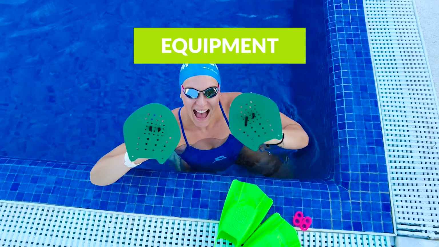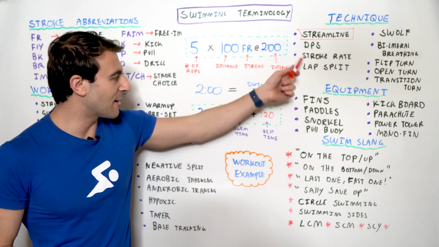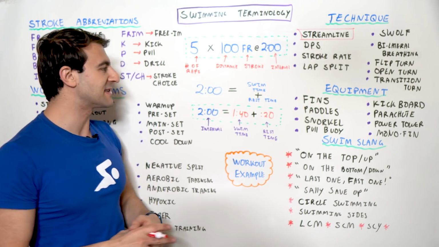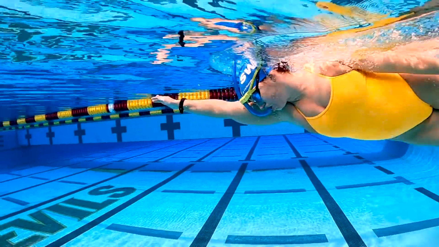Let's move into equipment. Equipment, here we go. We got fins, paddle, snorkel, pull buoy. I listed out the 4 most common pieces of equipment that you're gonna see on the pool deck that I encourage you to use. You might say, you know what, I really never see a snorkel, but I see kickboards all the time.